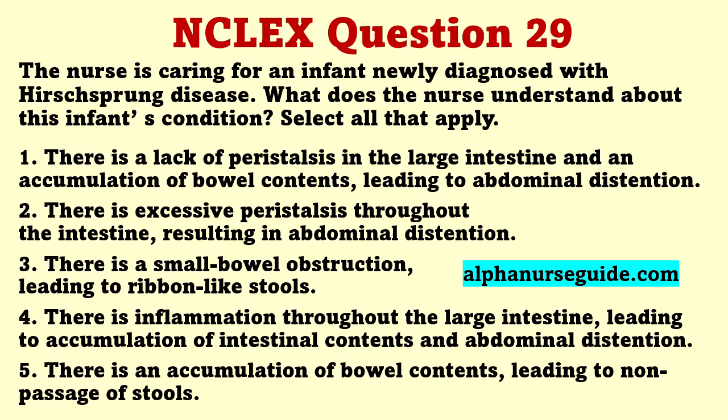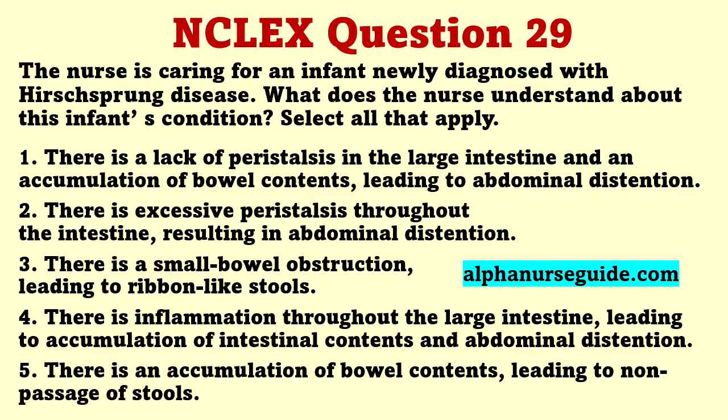The correct answers are 1. There is a lack of peristalsis in the large intestine and an accumulation of bowel contents, leading to abdominal distension, and 5. There is an accumulation of bowel contents, leading to non-passage of stools. In Hirschsprung disease, a portion of the large intestine has an area lacking in ganglion cells. This results in a lack of peristalsis, as well as an accumulation of bowel contents and abdominal distension.